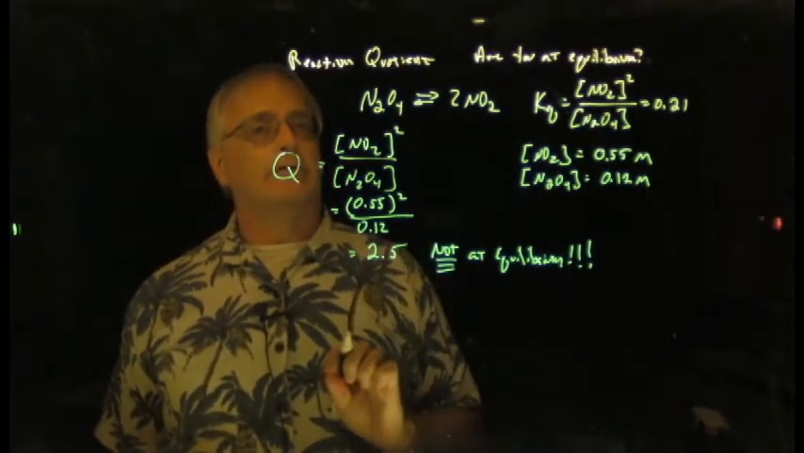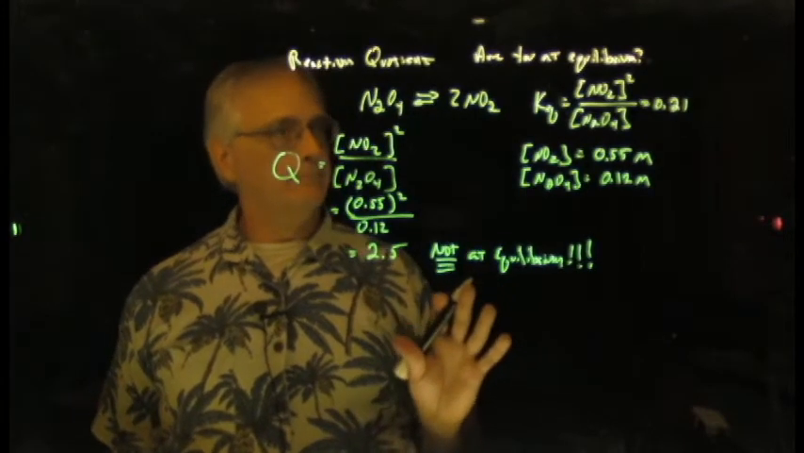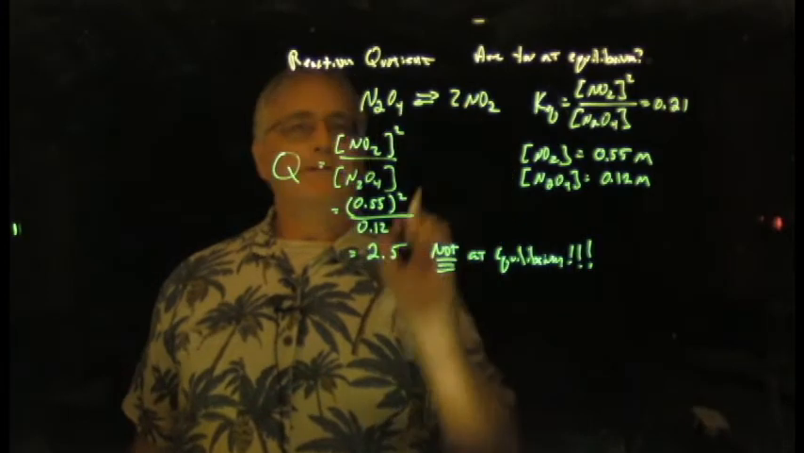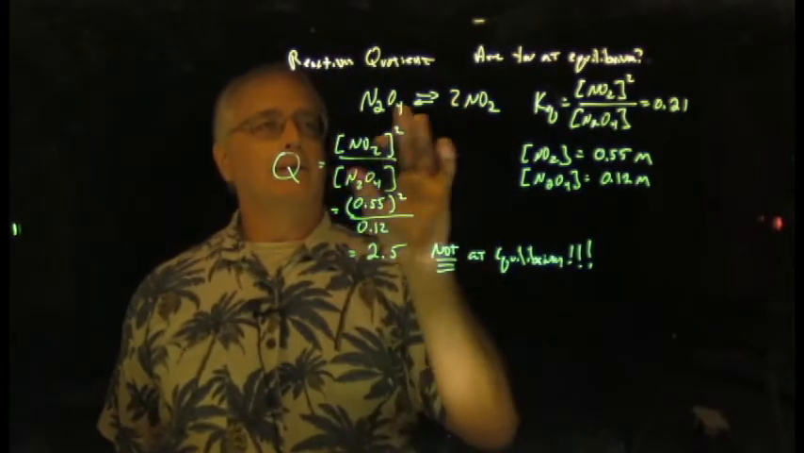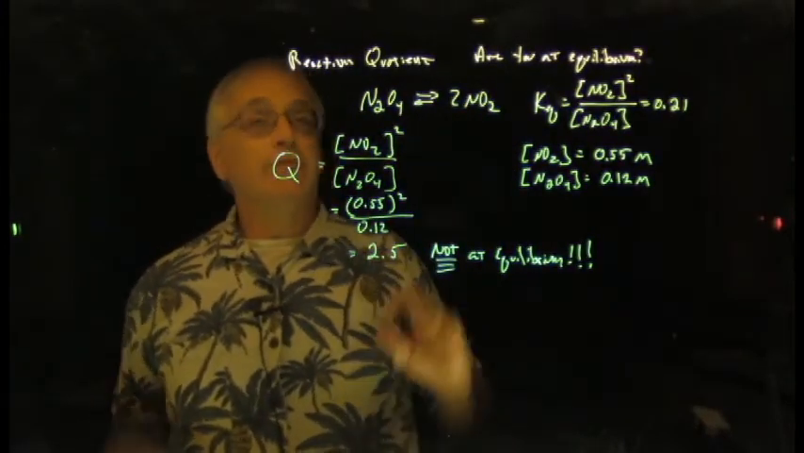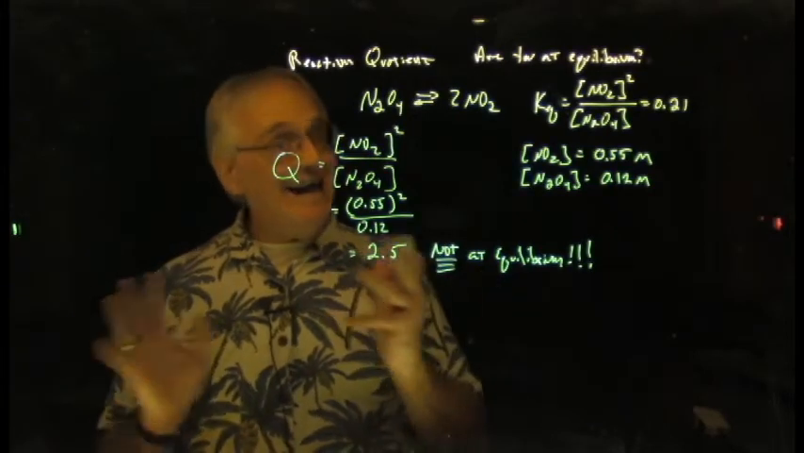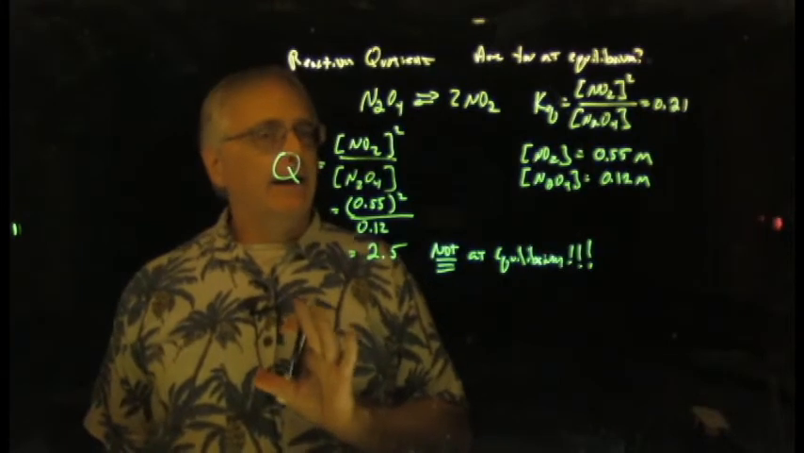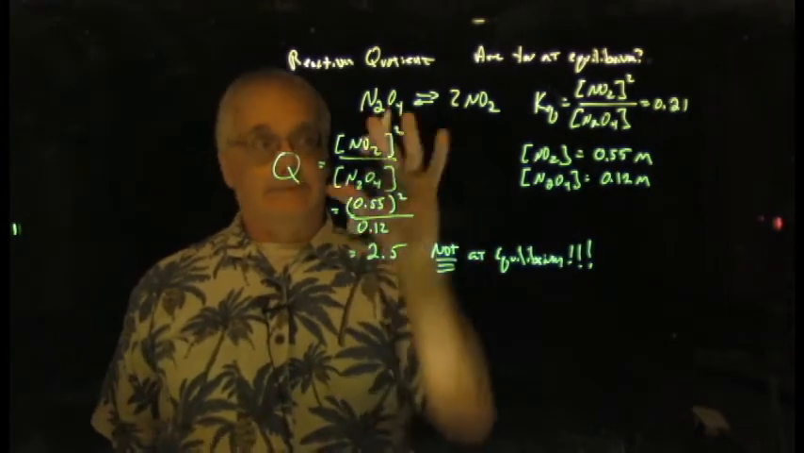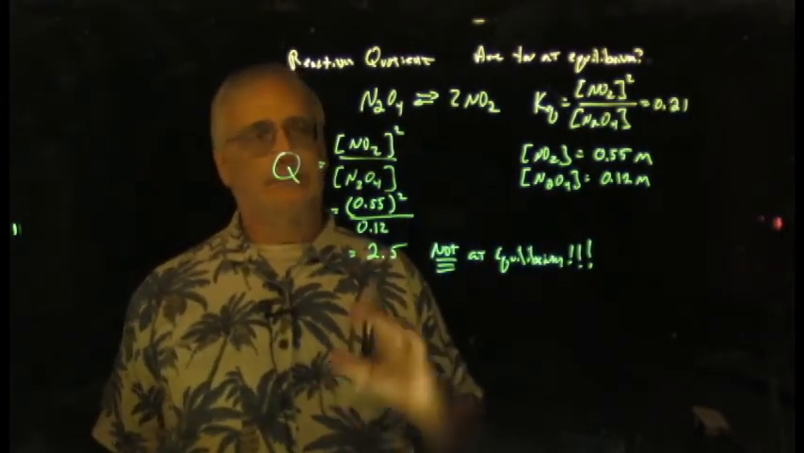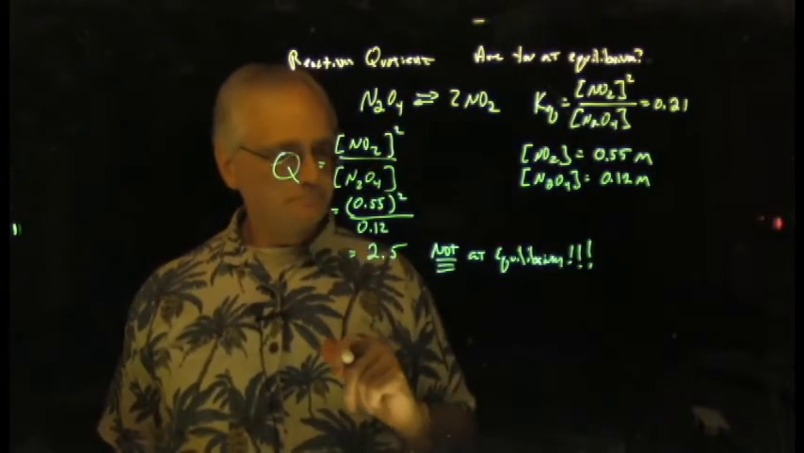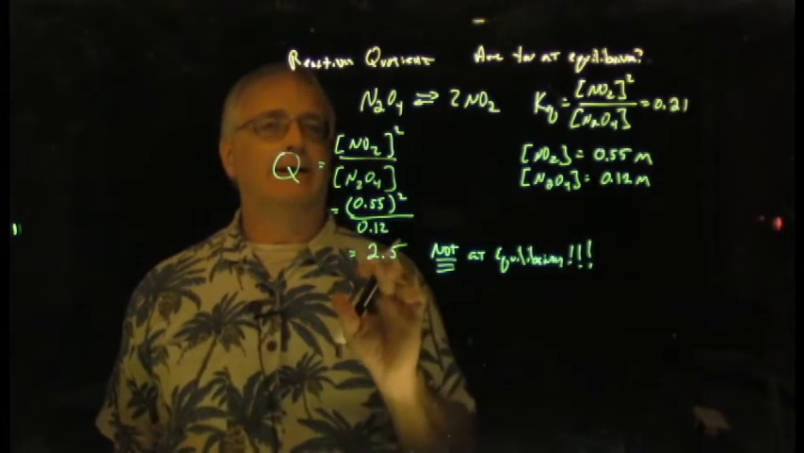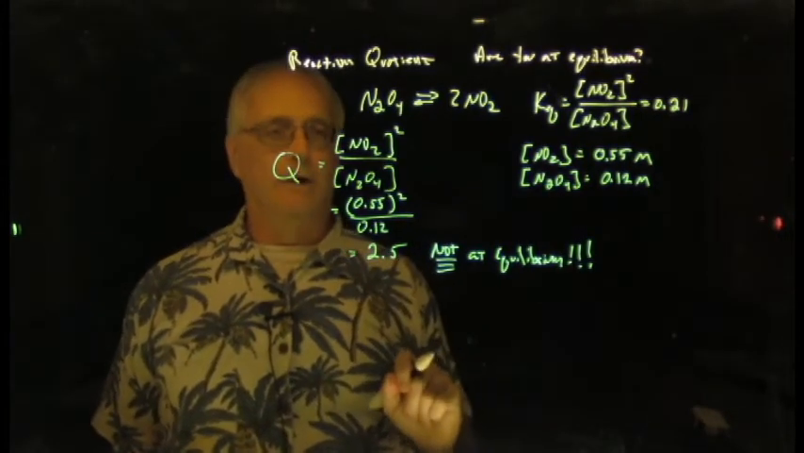The second part of the question is, if you're not at equilibrium, which way do you have to go? Do you have to go from the left to the right side, or from the right to the left? Remember, this is an equilibrium. It's a reversible reaction. It can go, under the right circumstances, either way, and that's what makes it an interesting reaction to look at. So we have to decide what this 2.5 is telling us relative to the 0.21.